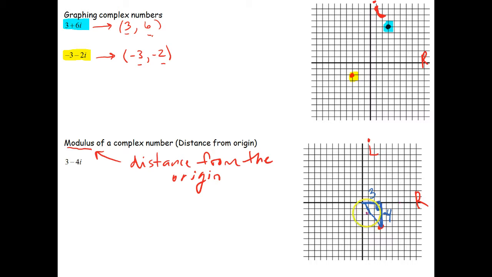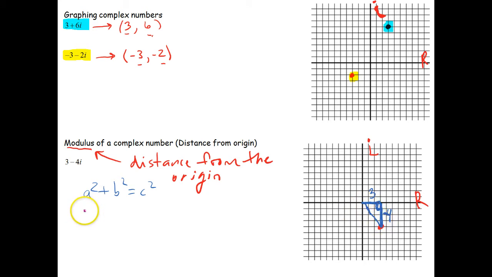So in order to find what's called my hypotenuse, or the distance from the origin, the Pythagorean theorem says a squared plus b squared equals c squared, where a and b are the legs of your triangle, and here that would be 3 and -4. And then c would be the distance from your origin, which is also called the hypotenuse.